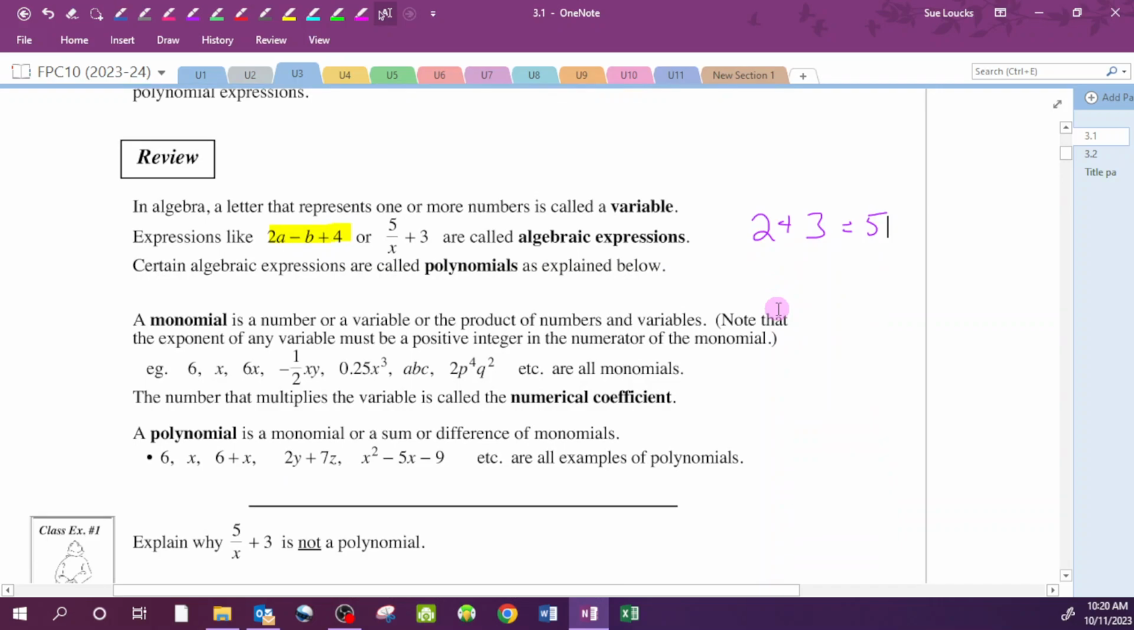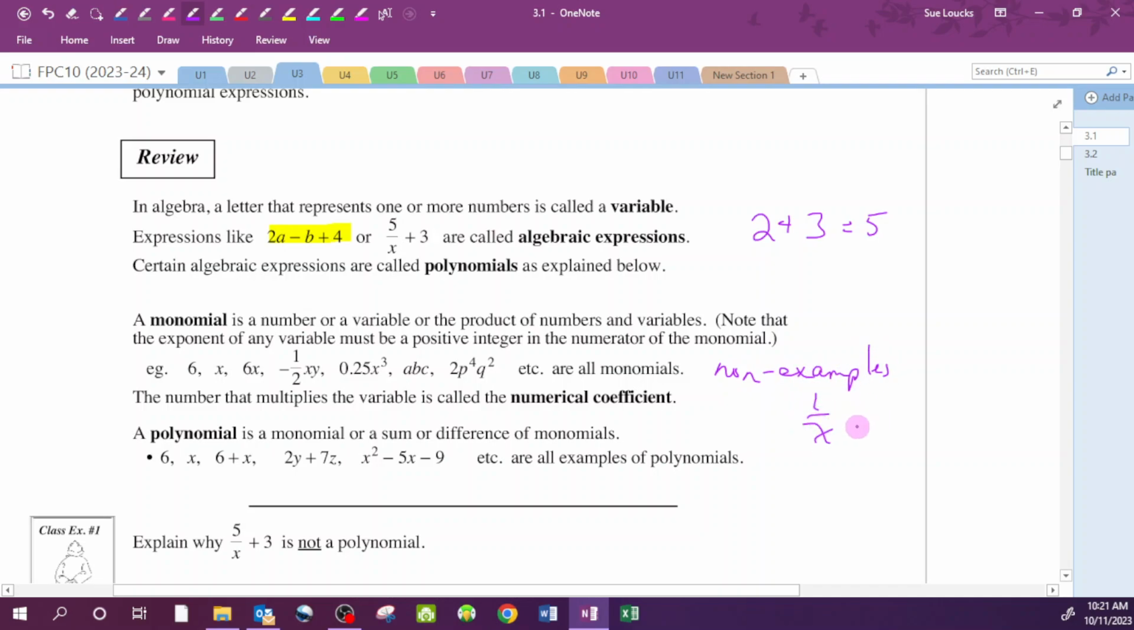A monomial is a number or a variable or a combination of the product of numbers and variables where the exponent on any variable must be a positive integer, and no variable can be in the denominator of the monomial. So that means that these are monomials, all of these things that we normally see. How about a non-monomial? These are non-examples.